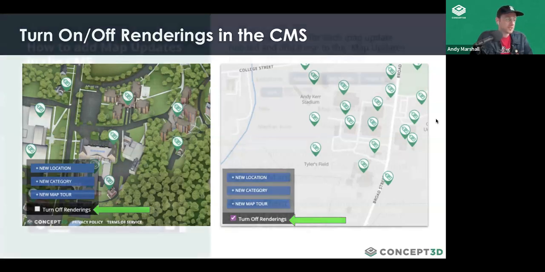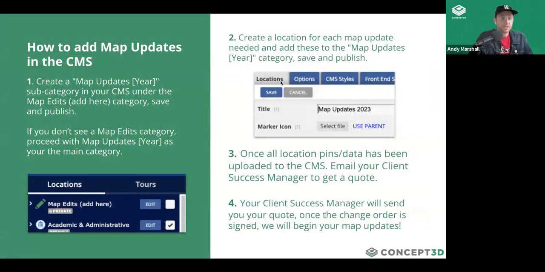Now, I mentioned this one first because the first topic I wanted to discuss was making map updates in your CMS. In your map's CMS list of locations, you'll find a map edits category that you can save a new subcategory to. Or if you don't see the map edits category, simply create a new category labeled map edits to continue. You should use the format of map updates followed by the year in your category or subcategory to organize what's changed over time. Once that subcategory is created, you can create locations for those updates and add them to that category. You can then save your changes and publish them. Once you've completed all your updates, contact your client success manager to get a quote.